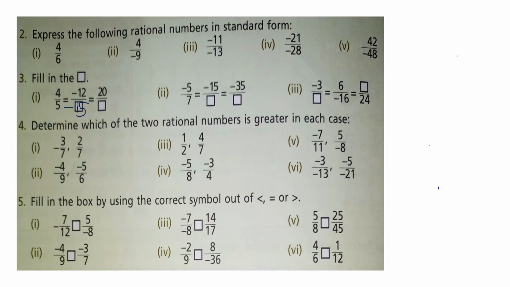And again, you have to see only this fraction. How many 4s make 20? 4 5s are 20. It means 5 should also be multiplied with 5. So it will be 25. This is how you have to do these fractions.